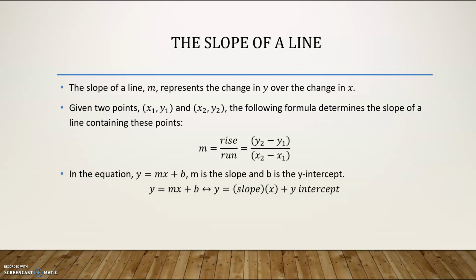Now in the equation y equals mx plus b, we know m is the slope and b is the y-intercept. So you could rewrite this as y is equal to slope times x plus the y-intercept. Now it doesn't matter which point is labeled as x sub 1, y sub 1, or x sub 2, y sub 2. You can interchange those and it won't change the value of the slope.